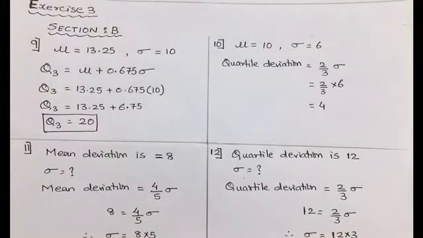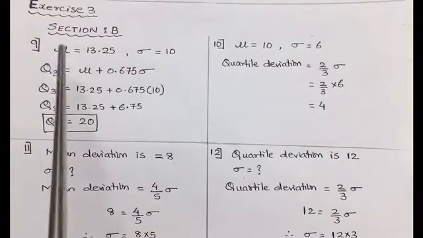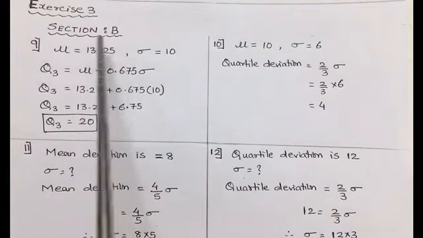Chapter 3, Normal Distribution, Exercise 3. We have completed the properties of normal distribution. Now for Exercise 3, we will start with section B.